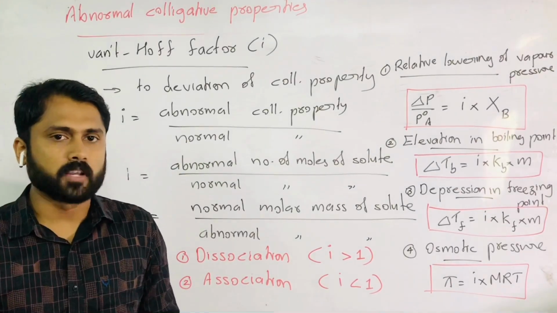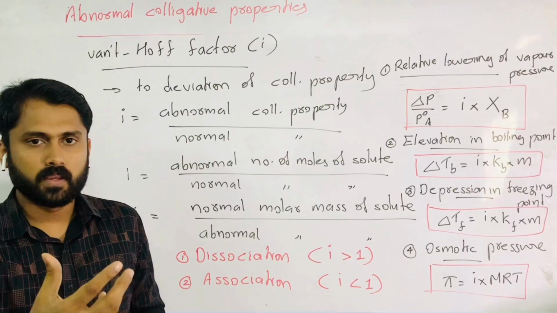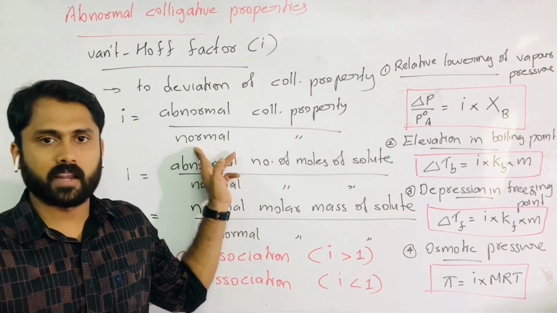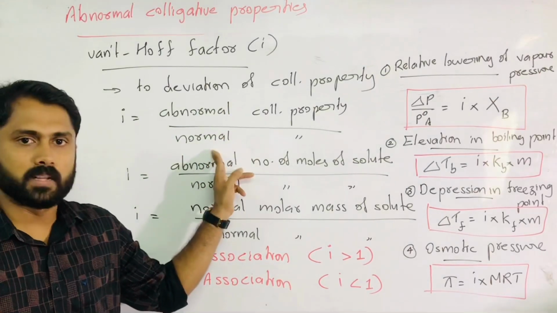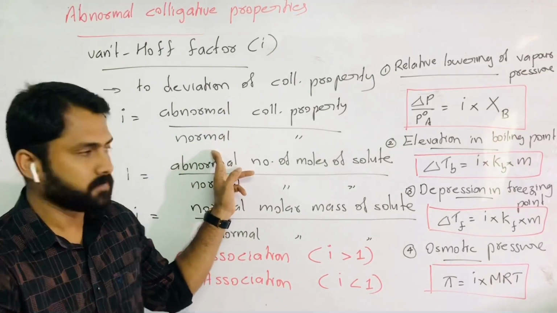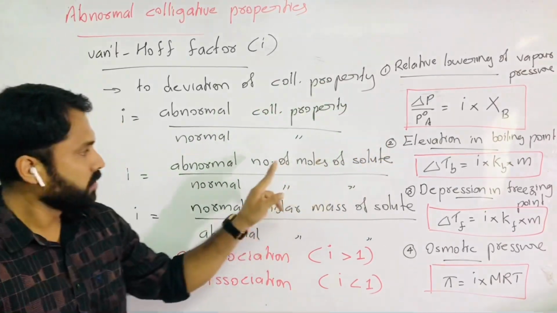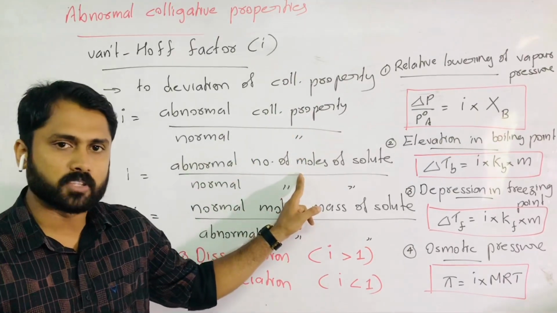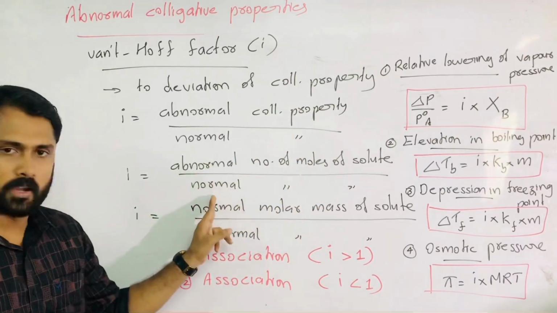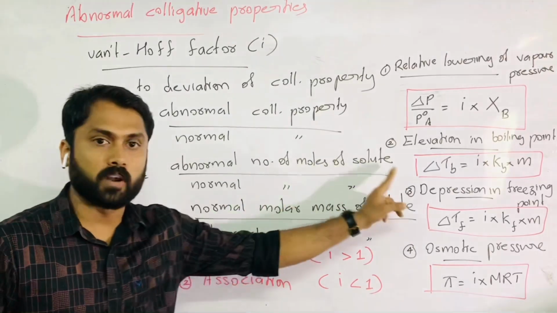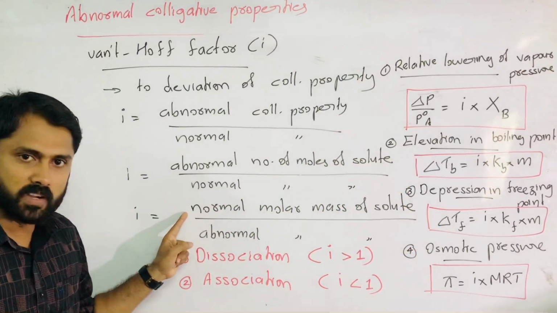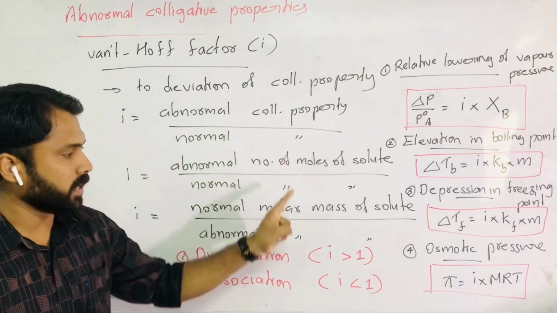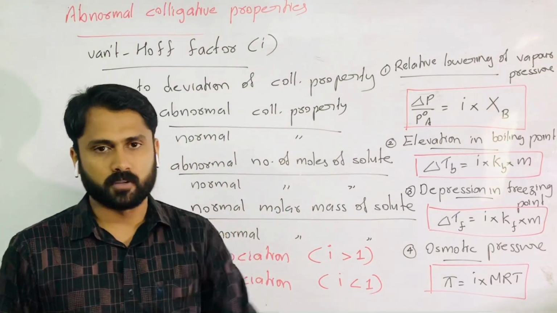Abnormal colligative property means the experimental value. Normal colligative property means the expectation, the theoretical value. So abnormal by normal means experimental by theoretical. Instead of colligative property, we can use the number of moles of solute also, because colligative property and the number of moles are directly proportional. But if you are considering the molar mass of solute, the equation is reversed: normal molar mass divided by abnormal molar mass. Why? Colligative property and molar mass are inversely proportional.